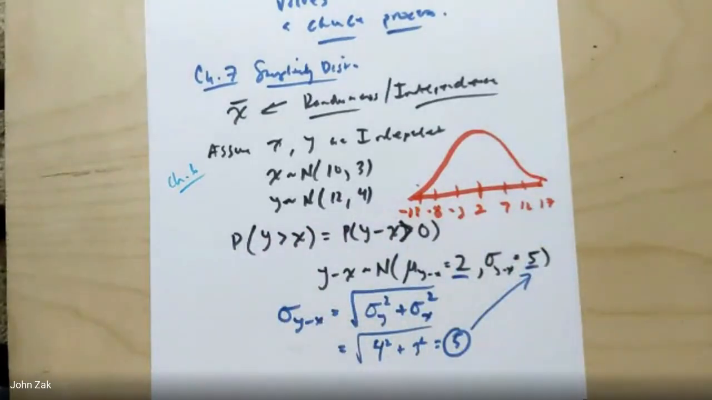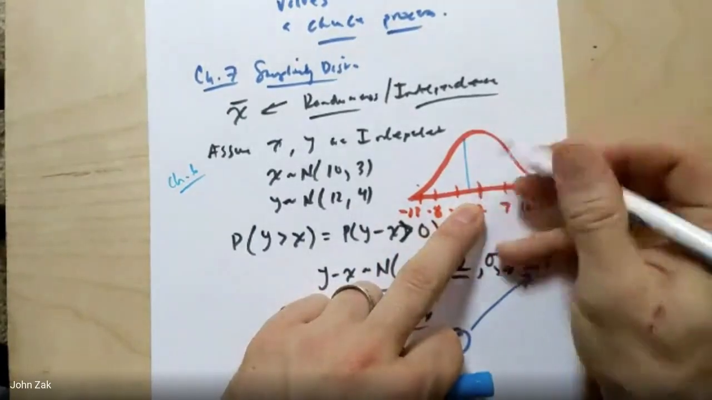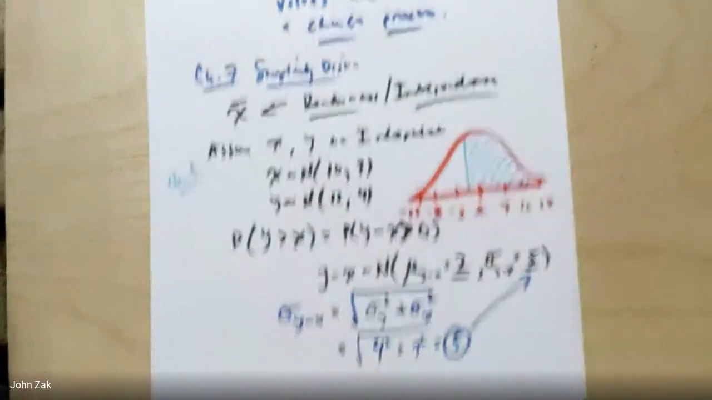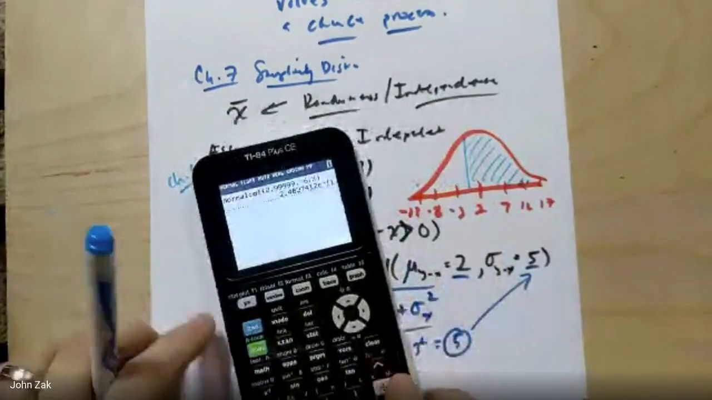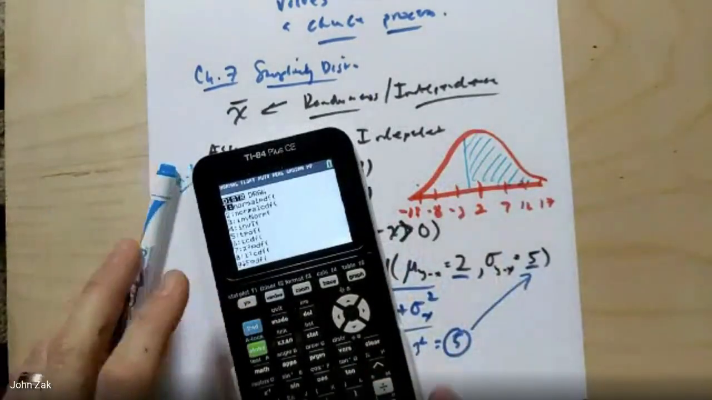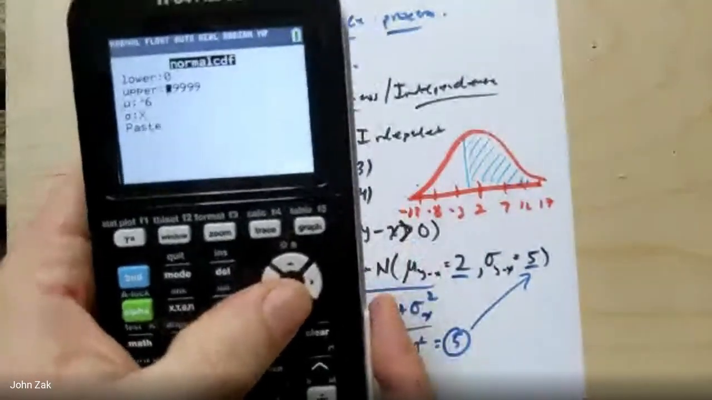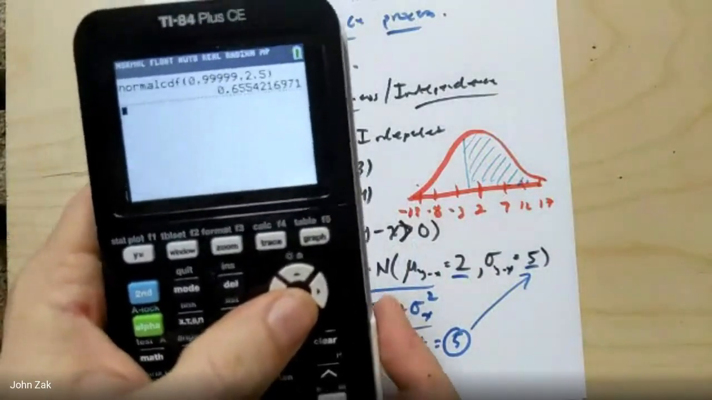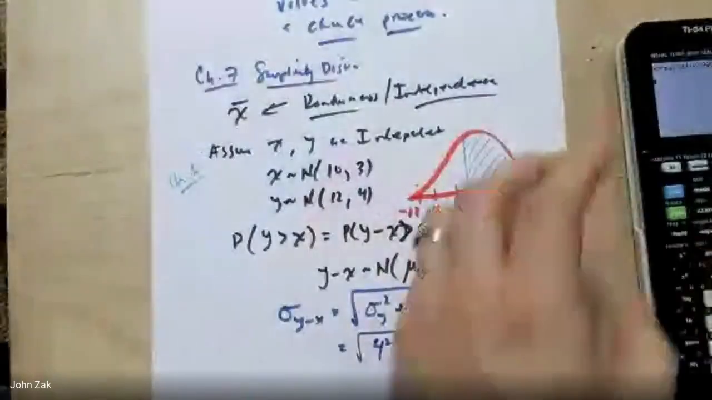If I want to know the probability that Y minus X is greater than 0, where's 0? 0 would be right around here, and I would shade everything to the right. I could go to normal CDF, 0 to infinity, the mean of 2 and a standard deviation of 5, paste, and Shazam, there would be your probability. It's like 65.5%.